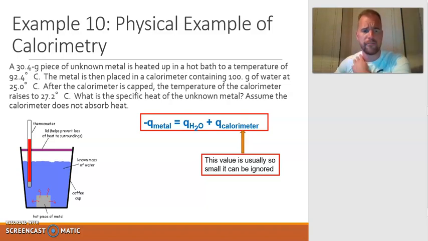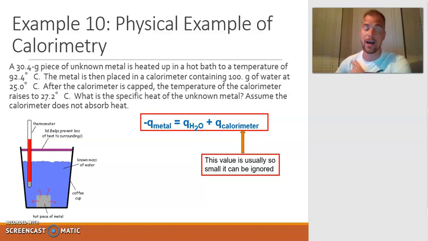A 30.4 gram piece of unknown metal is heated up in a hot bath to a temperature of 92.4 degrees Celsius. The metal is then placed in a calorimeter that's containing 100 grams of water at 25 degrees Celsius, about room temperature. After the calorimeter is capped, the temperature of the calorimeter raises to 27.2 degrees Celsius. What is the specific heat of the unknown metal? Assume the calorimeter does not absorb heat.